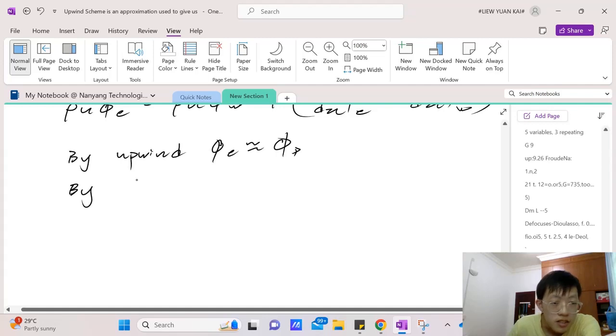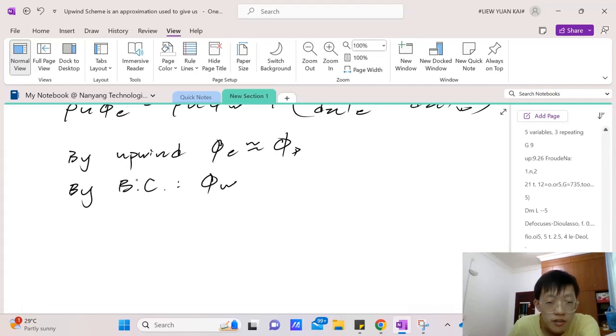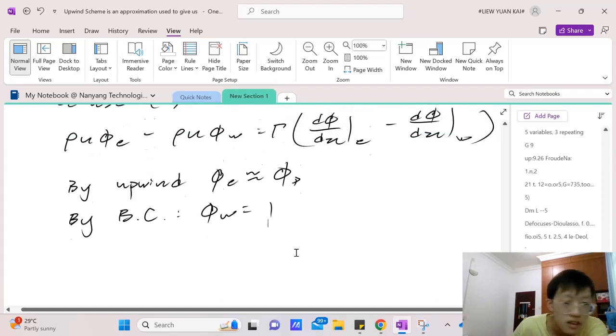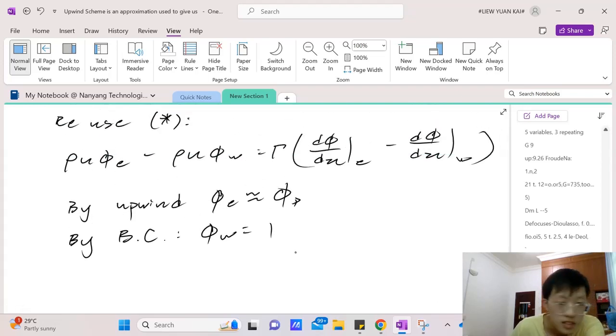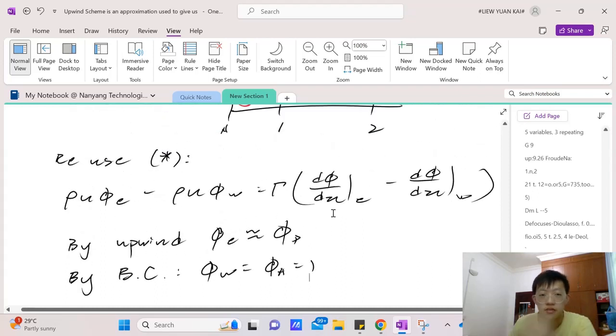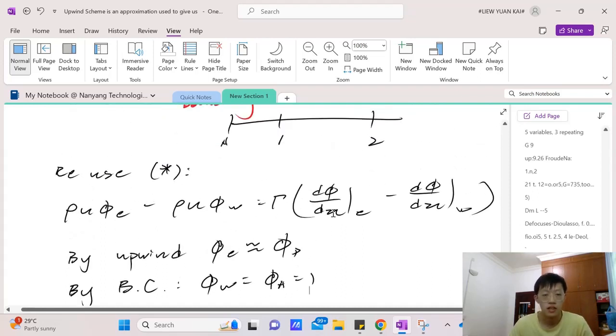So by boundary condition, we know that phi w is equal to 1. Okay, let's check. Yeah, phi a is equal to 1. So let's just call this phi a, which is equal to 1. Okay, so we already dealt with the convection terms.